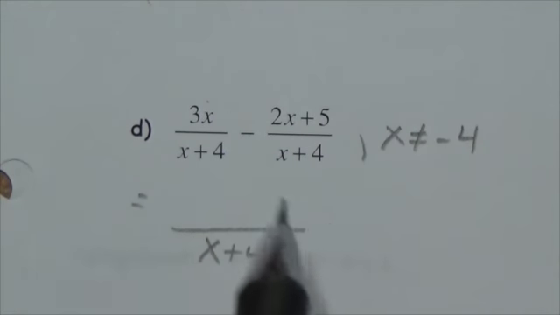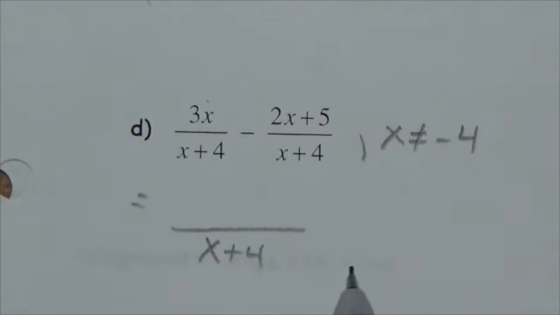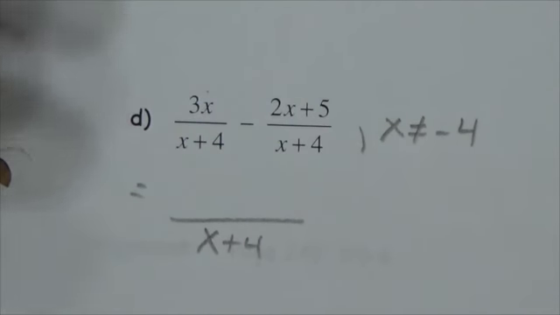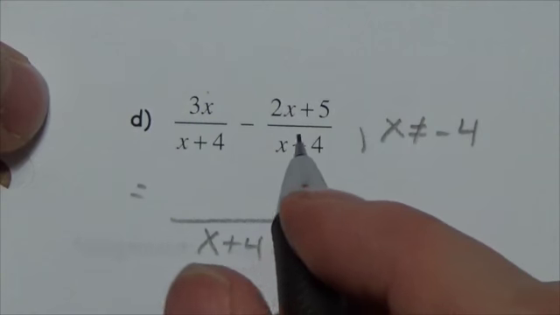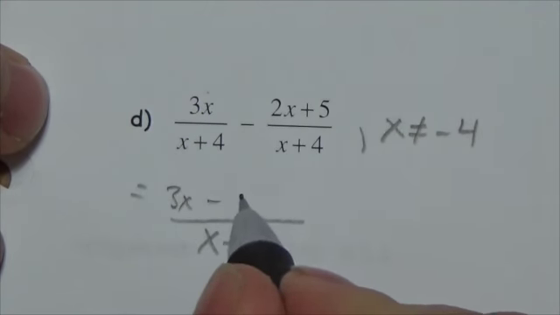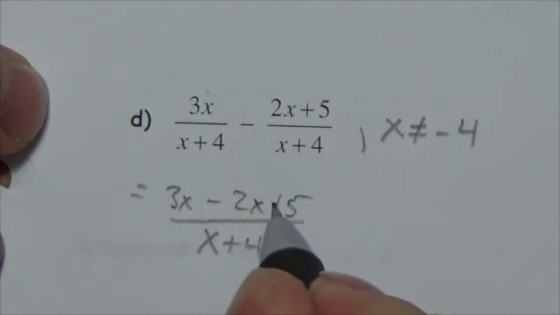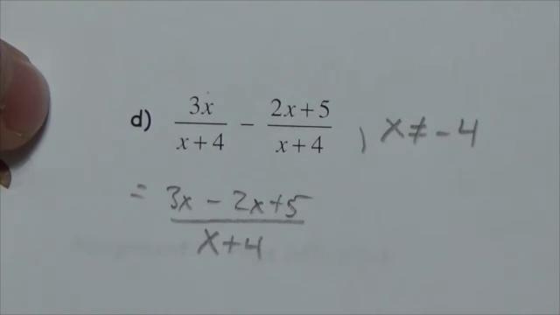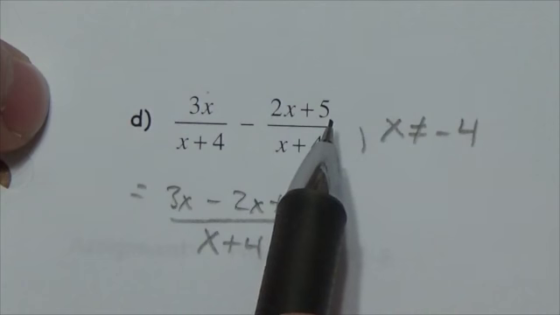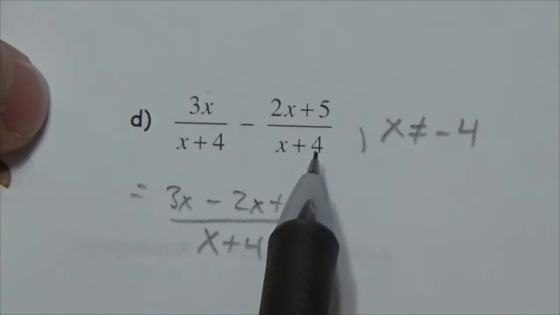There will be mistakes made on this one unless people are careful. Guaranteed. I'm going to write this out very, very slowly. So when I write these together, it's going to be minus. Now, if I write it like this, I've written it wrong. But I suspect a lot of people, this is immediately how they would write that. See, in this case here, I'm subtracting 2x plus 5 over x plus 4.